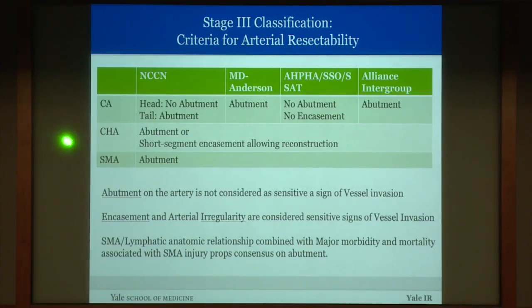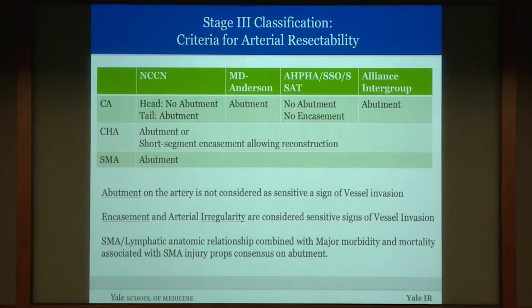And for the common hepatic artery, all the different groups agree: abutment or short segment encasement allows for resection. So the surgeon can remove a part of that artery and it'll be okay. And again, for the SMA, they all agree that encasement, greater than 180 degrees, is not going to allow for surgery, but abutment might allow for surgery in those cases.